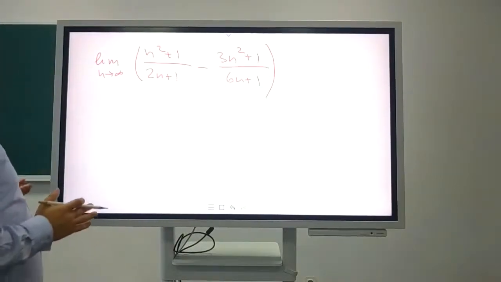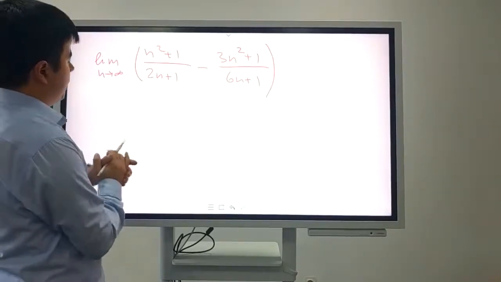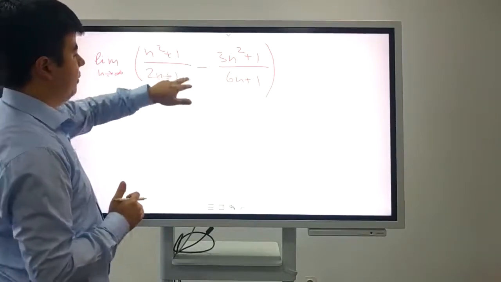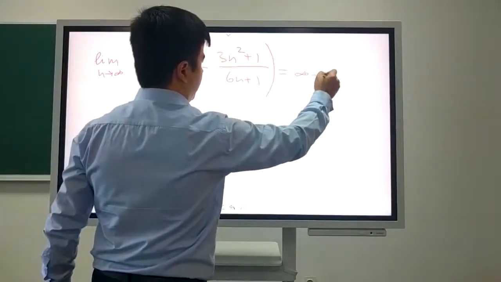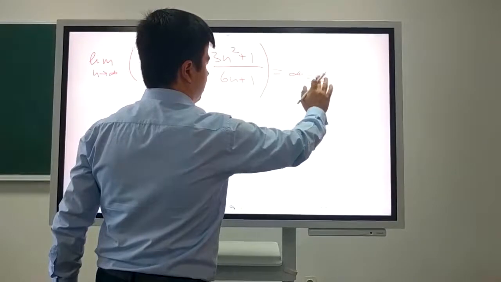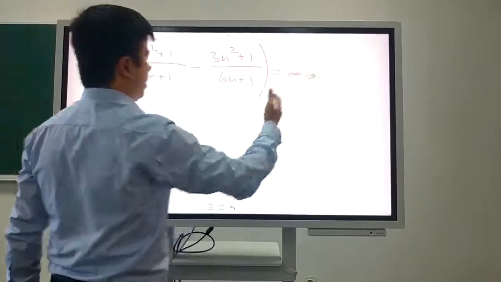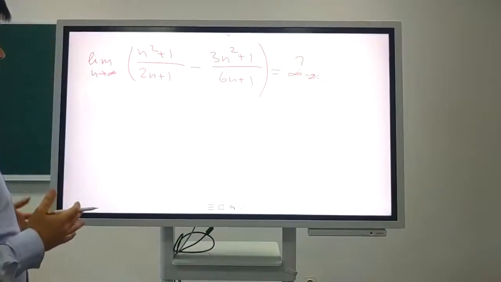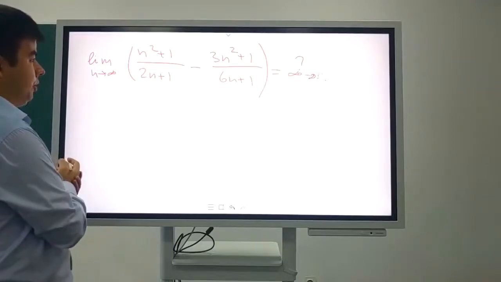So in this example, can we calculate the limit directly? No, because if n goes to infinity, this goes to infinity, and this goes to infinity, we have infinity minus infinity. And this is an indeterminate expression. That's why in this case we cannot calculate the limit directly. But we can simplify this expression. And how to simplify? Just give a common denominator.